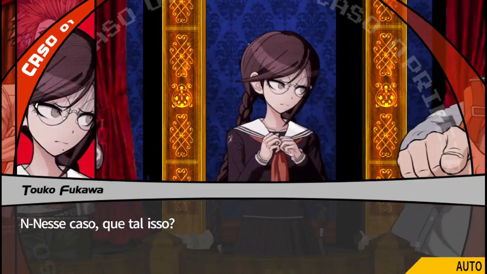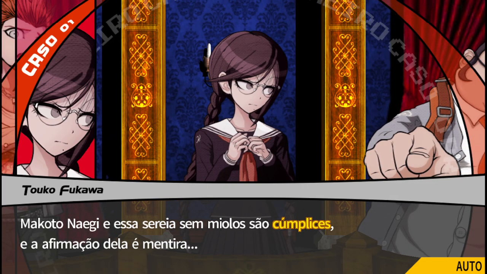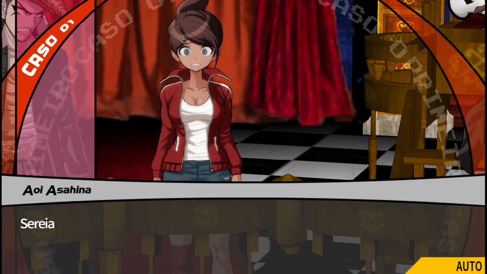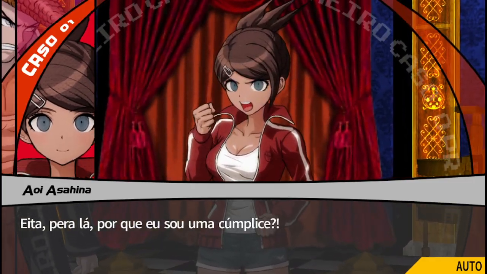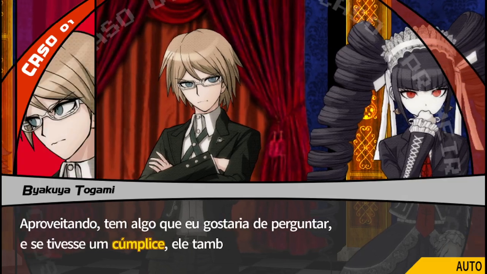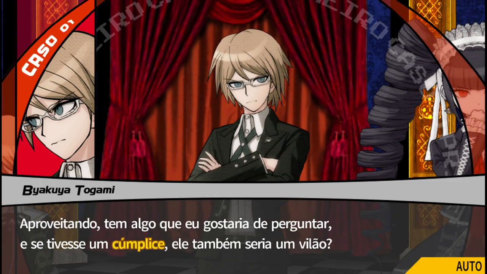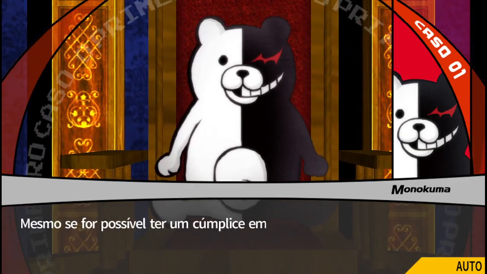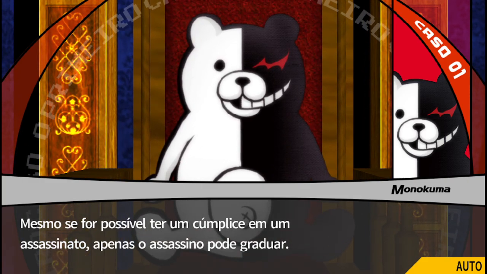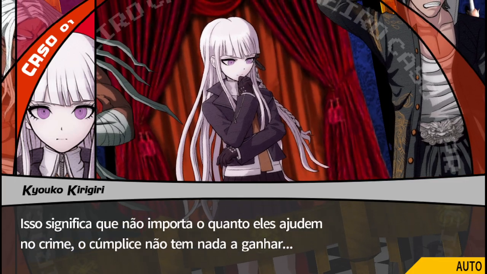Okay, then what about this? What if the idiot swimmer girl and Makoto are in on it together, and lying to protect each other? Idiot swimmer girl? Oh, and more importantly, why would I get involved in something like that? Speaking of which, I'd like to ask the bear, if there is an accomplice, do they also become blackened? So you ask, and so I shall answer. Each murder is allowed to have an accomplice, but only the one who does the killing will get to graduate. So in other words, two people can work together, but one of them has no chance of profiting from it.